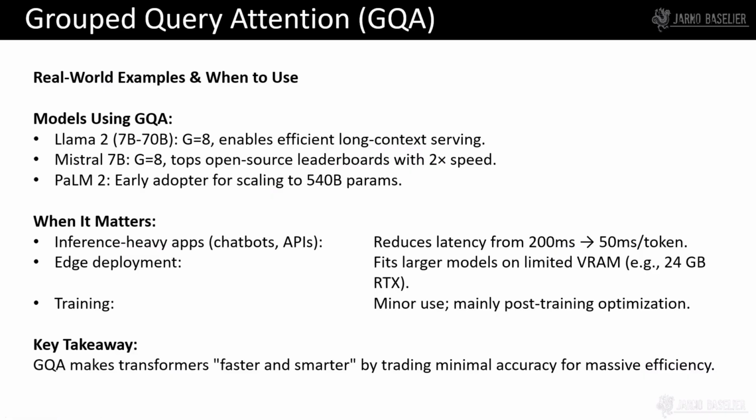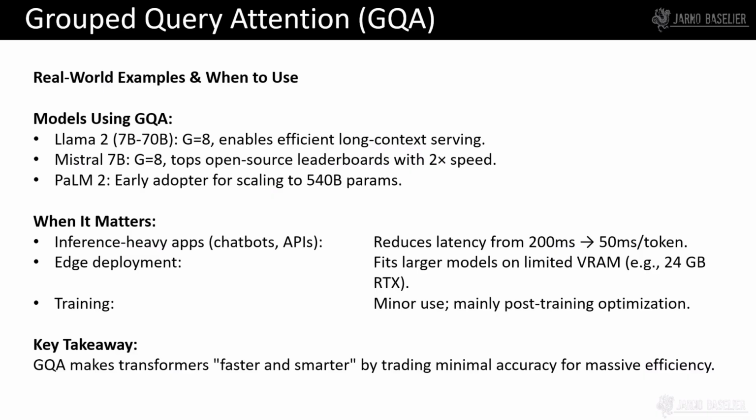For some real-world examples and when to use it, the models that use GQA are Llama 2, the 7B and 70B billion parameter models. This enables efficient long context serving. We have Mistral 7B, which tops open source leaderboards with super fast speed, and we have Palm 2, which is an early adopter for scaling to 540 billion parameters.